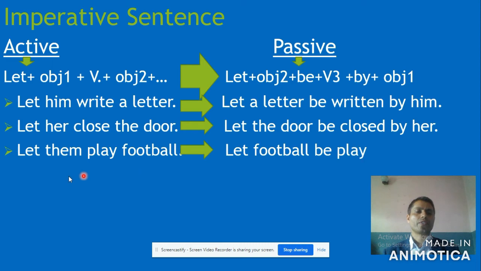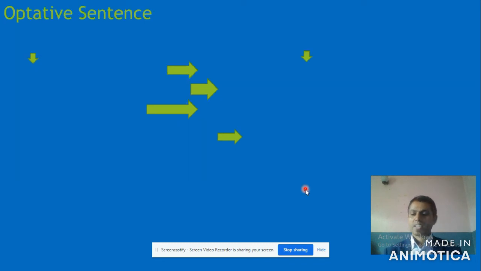Let them play football. So "let" remains "let", then "football" is the object, then "be". From the structure we write here "be". Let football be played. "Play" becomes what? Played, the past participle from the verb. Then by plus object, so by them. Let them, then object 1 written here, by them. Got it? Well, now we have to start optative sentences.